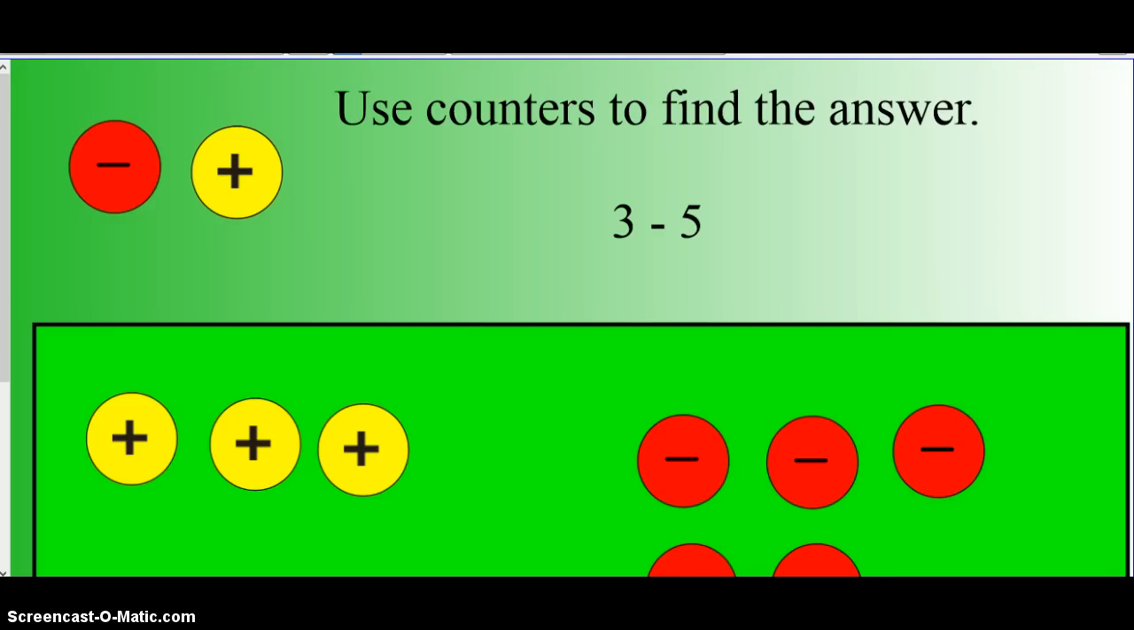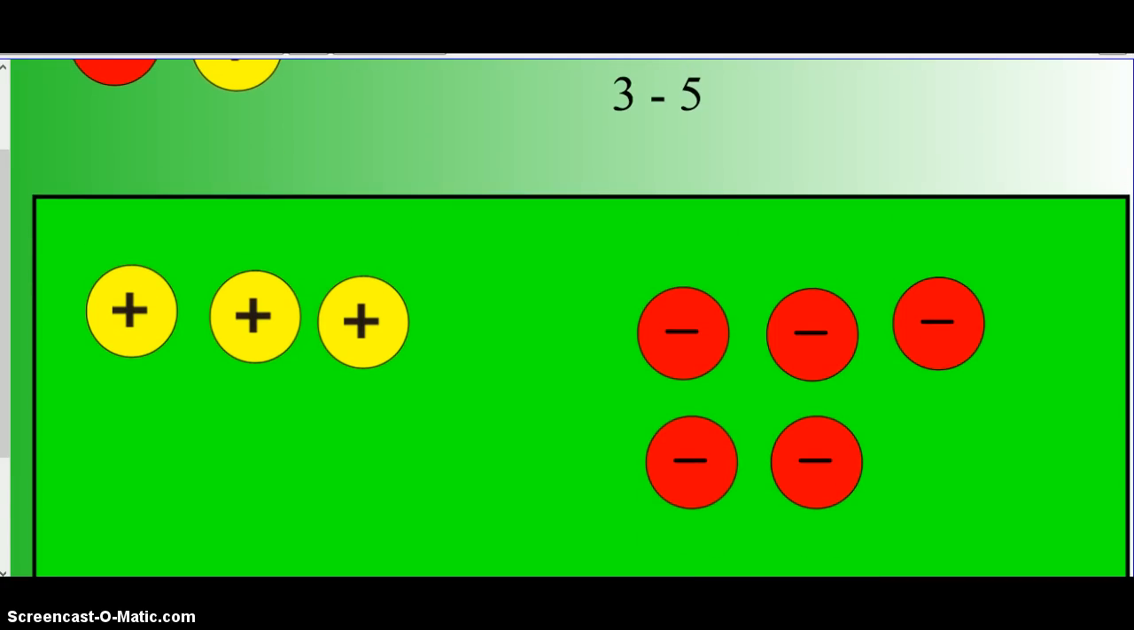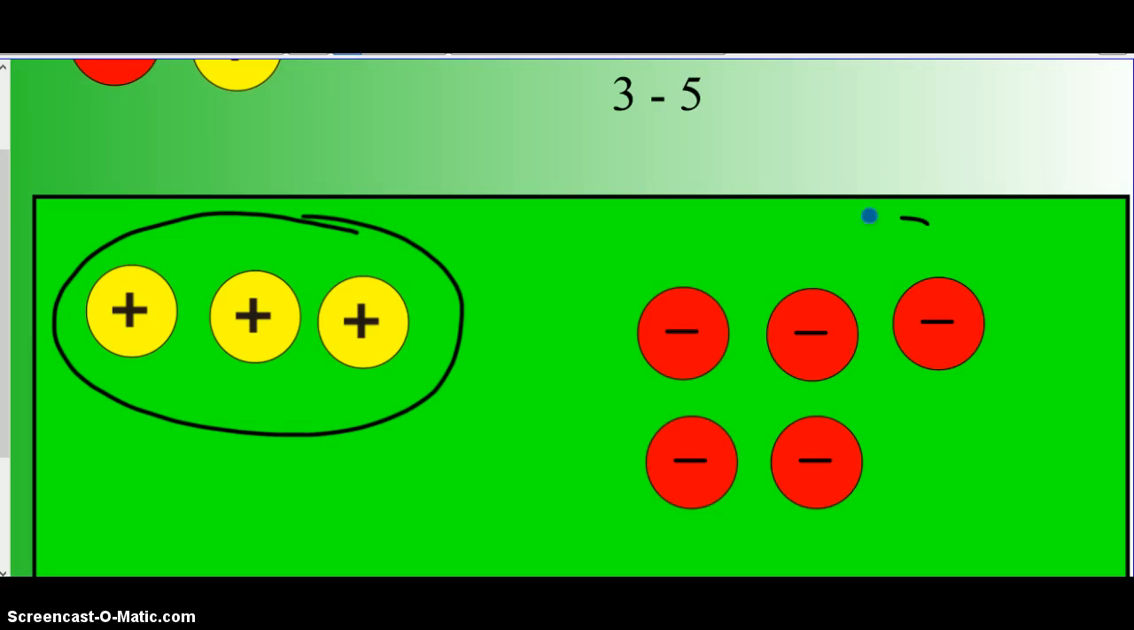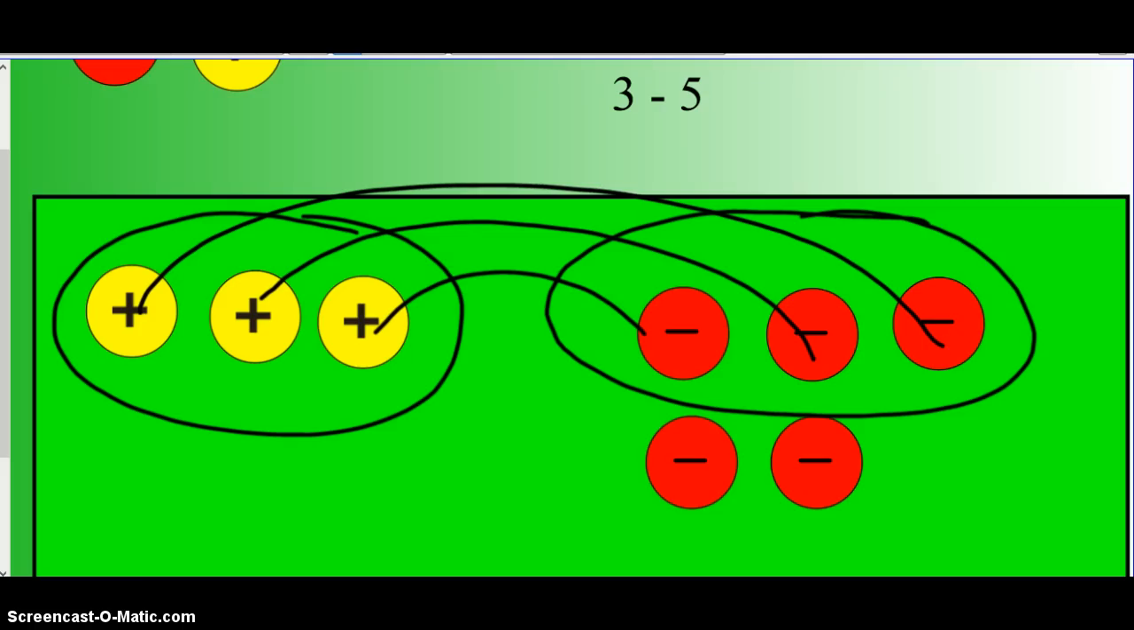Also, we have looked at using counters and how you would go about using counters with some zero pairs. If you have 3 positives and 5 negatives, and you're thinking about zero pairing those off, these positives match up with these negatives, and you are left with 2 negatives, or negative 2, which was our answer.